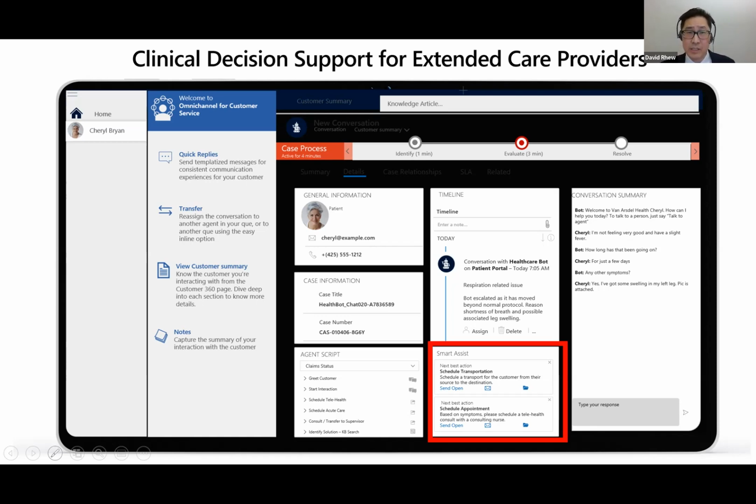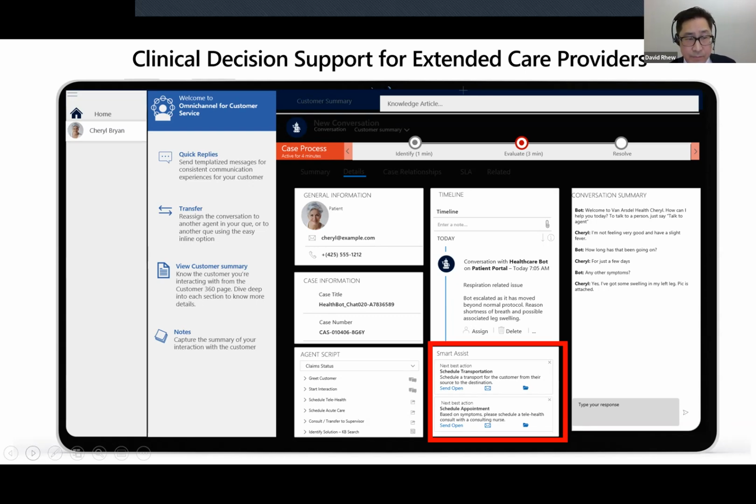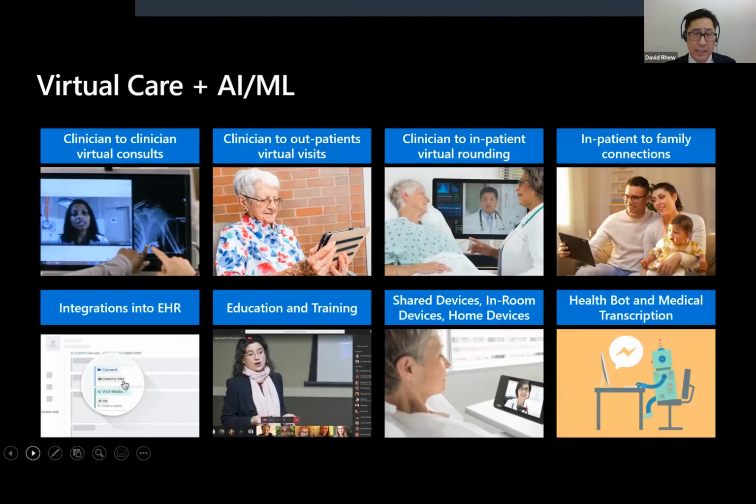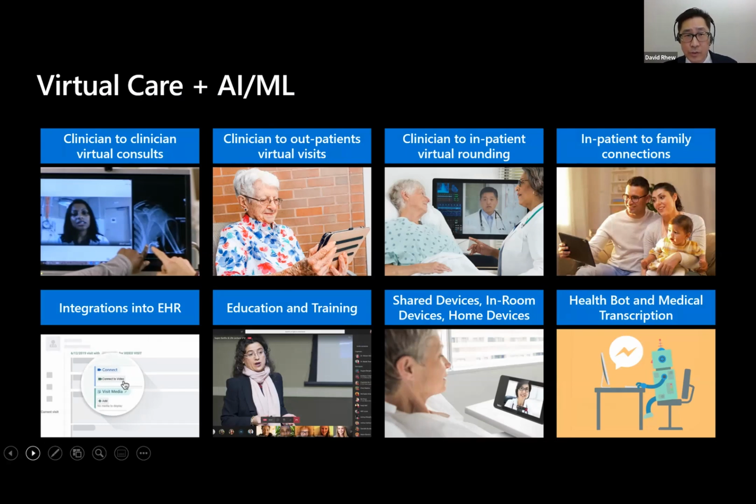So, what we're starting to see is that we can apply clinical decision support across the care continuum for multiple different individuals, consumers, as well as the extended care providers. Now we're getting to the topic of virtual care. Virtual care has been extraordinarily important during the pandemic and will continue to be important beyond the pandemic. But what we're doing is scratching the surface of what's possible.